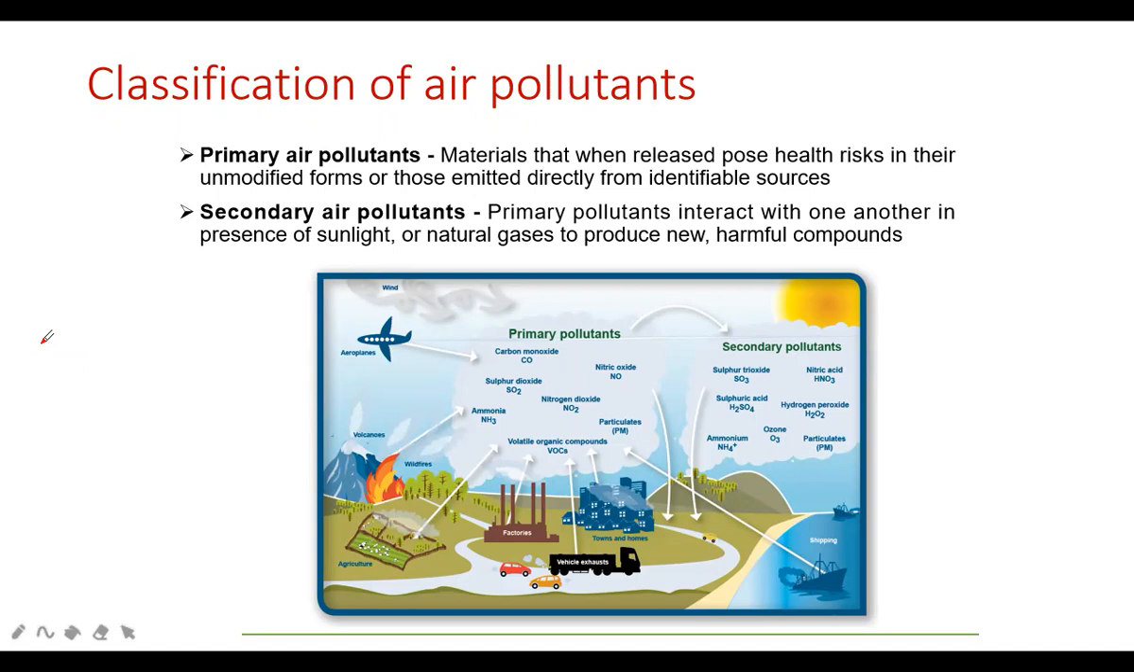So when we talk about classification of air pollutants, there are two types of pollutants: primary and secondary. See the diagram. Primary pollutants are those which, when released, pose health risk in their unmodified forms. That means they are emitted directly from identifiable sources. Like carbon monoxide, sulfur dioxide, ammonia, nitrogen oxides, these are primary pollutants. Even VOC also. You know what is VOC? Volatile organic compounds. I want to explain it to you in one line.